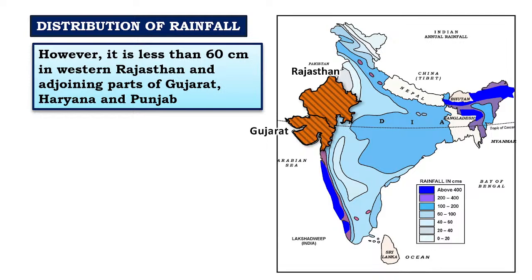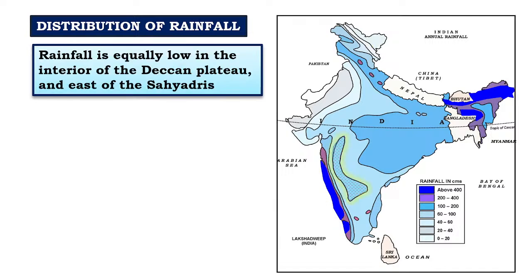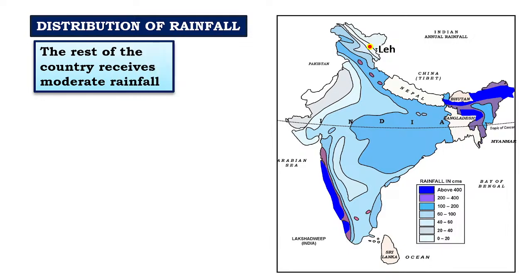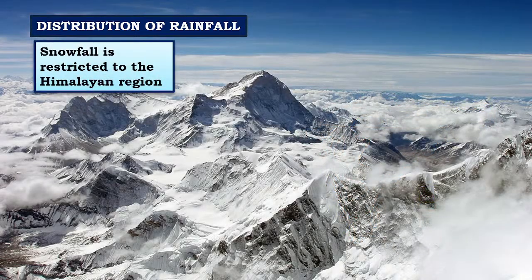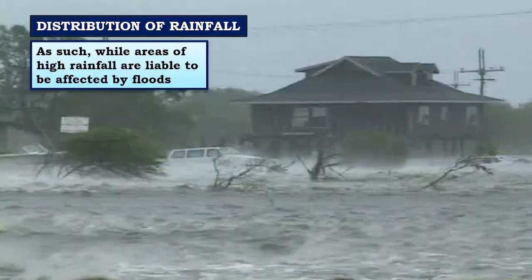Rajasthan, we have very less rain in Rajasthan, Gujarat, Haryana, and Punjab. Okay, during summer. Next, the highest rainfall here we will have in the Western Ghats. Next, the third area of low precipitation is Leh in Jammu and Kashmir. ठीक है? Next, लद्दाख, अभी लद्दाख में है. Snowfall, just a minute. Okay.